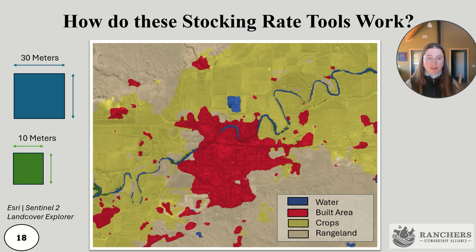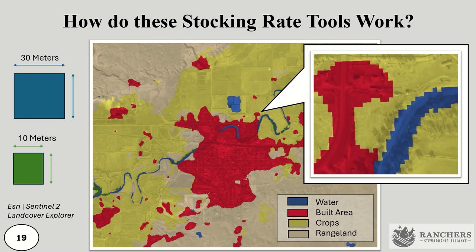These maps are made of pixels, so these squares on the side here are kind of an example of a pixel. It's either 30 meters by 30 meters, which is about the size of the inside of a baseball diamond, or 10 meters by 10 meters, which is quite a bit smaller. So this is the bare bones, or the simple methodology, behind how these stocking tools are built to quantify what's on the landscape. And this is important because of this image here.